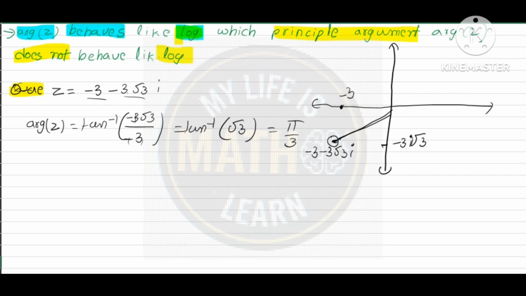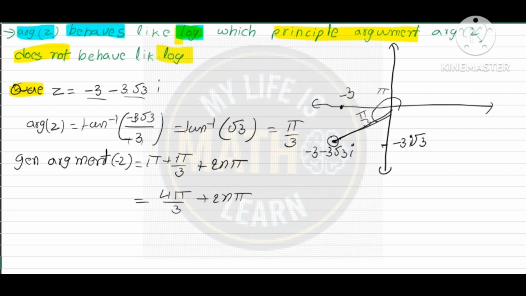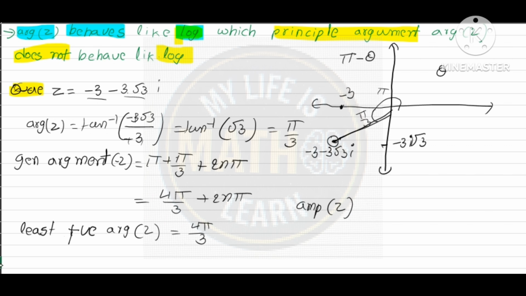So here the full general argument is pi plus pi by 3, that means 4 pi by 3 plus 2n pi, and the least positive is 4 pi by 3. And the amplitude of z, as I already told you, in the third quadrant is minus pi plus theta, that is minus pi plus pi by 3, which is equal to minus 2 pi by 3.